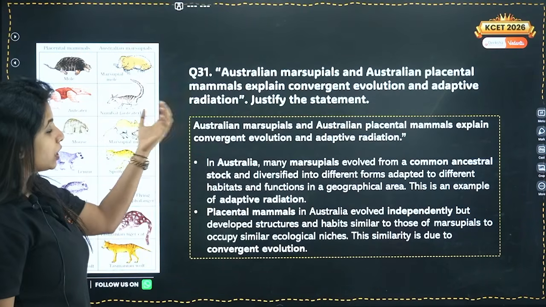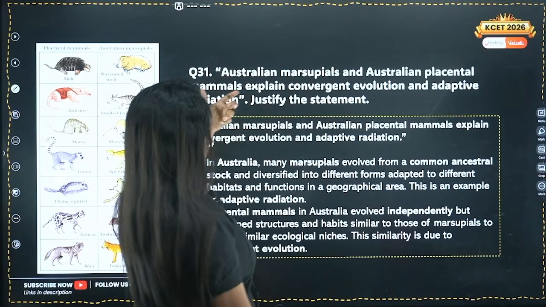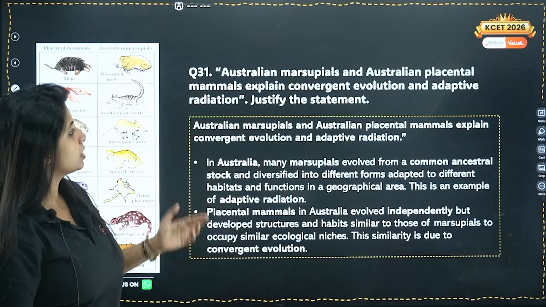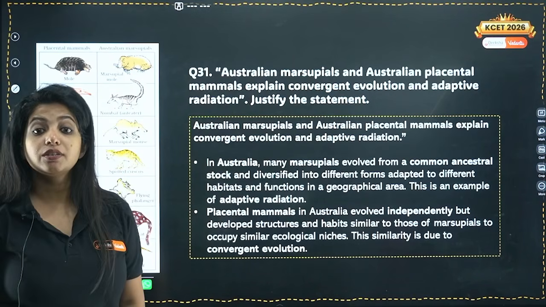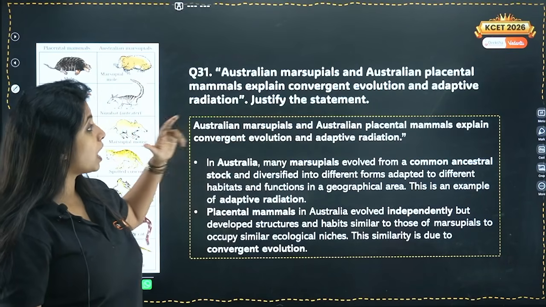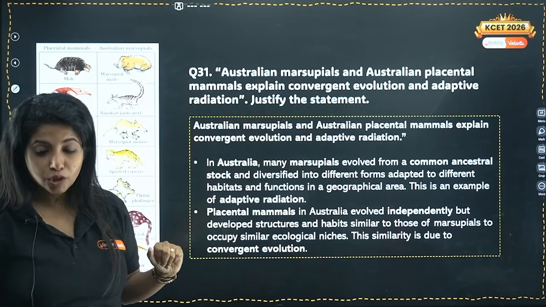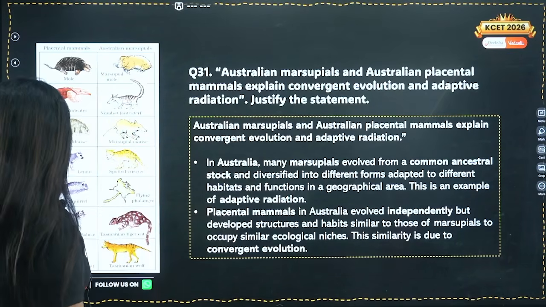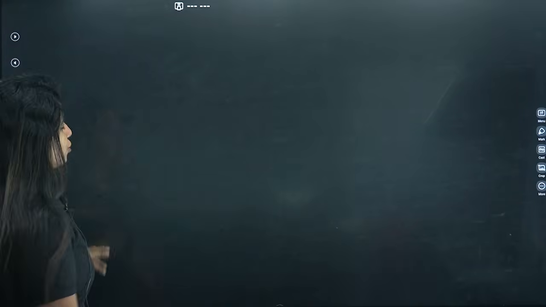Going ahead, Australian marsupials and Australian placental mammals explain convergent evolution and adaptive radiation. Justify this statement. So Australian marsupials and Australian placental mammals, how do they show convergent evolution? You need to know that. How will you get to understand that? If at all, I explain you well. So listen to me carefully.